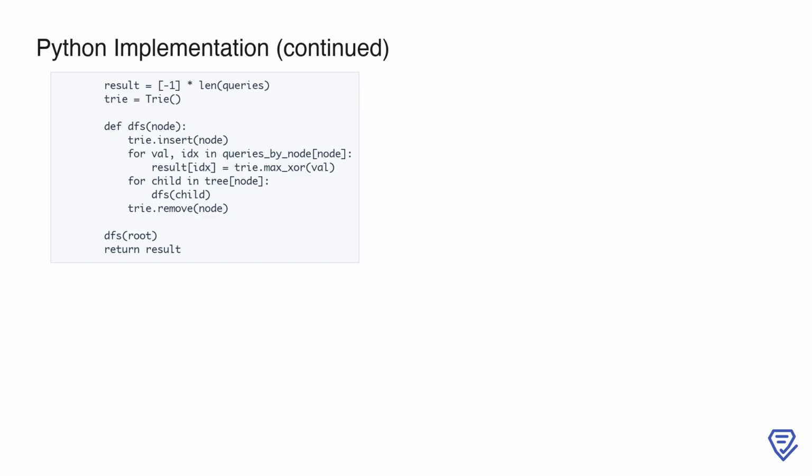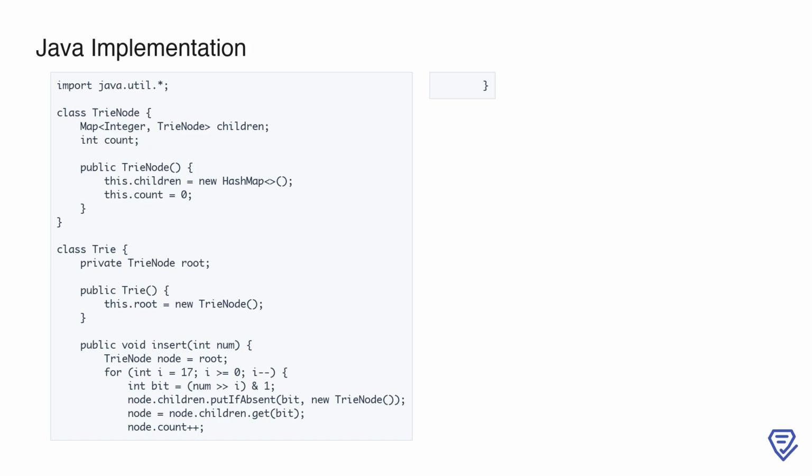After processing the queries for the current node, we recursively call DFS on each of its children. Once all the children have been processed, we remove the current node from the tree, ensuring that the tree remains clean and relevant for other branches of the traversal. Finally, we invoke the DFS function on the root node and return the result list, which contains the answers to all the queries.